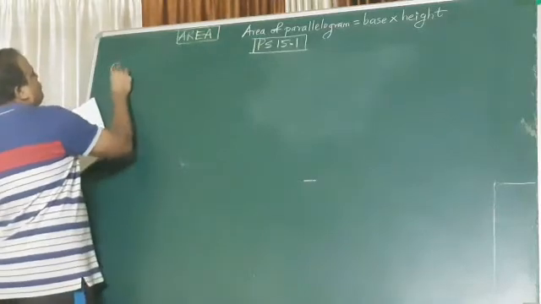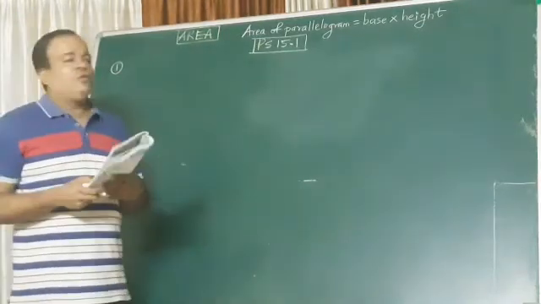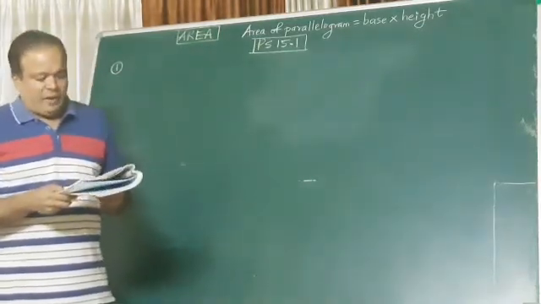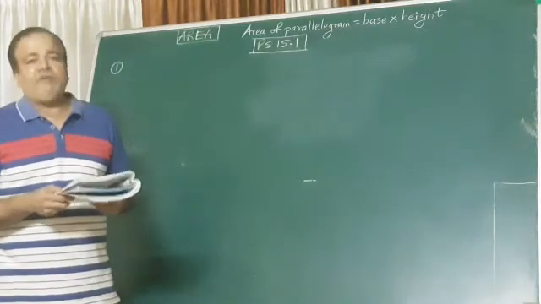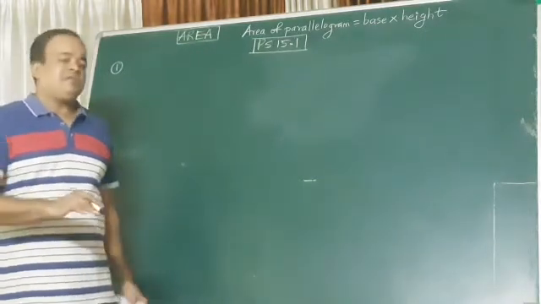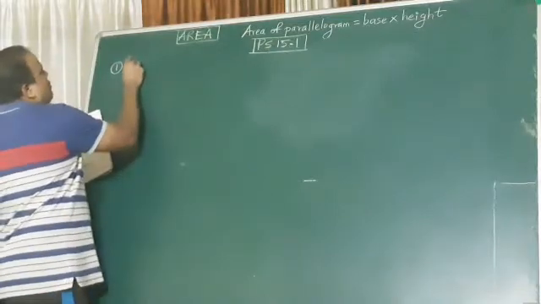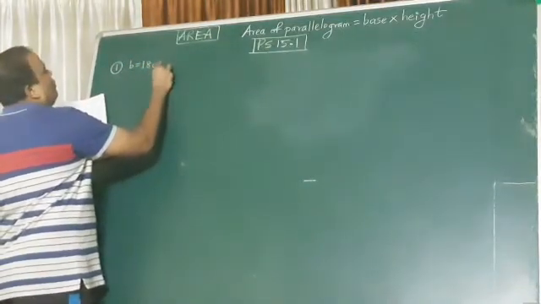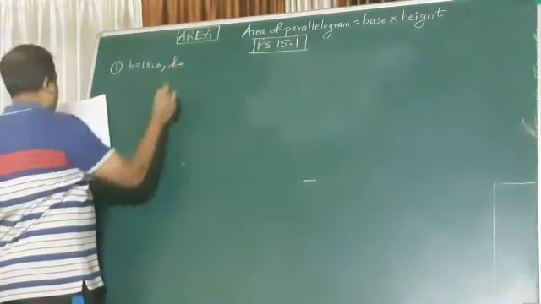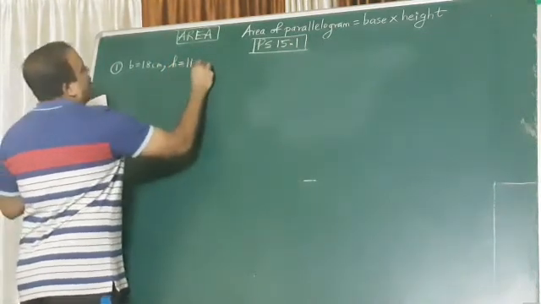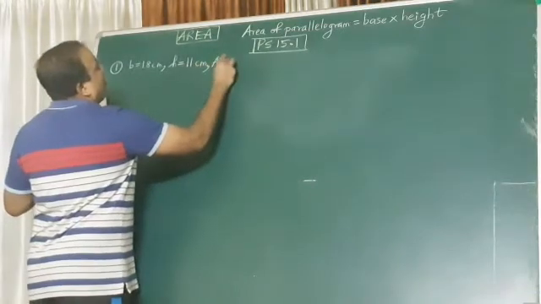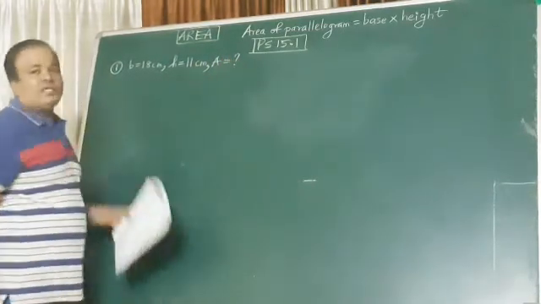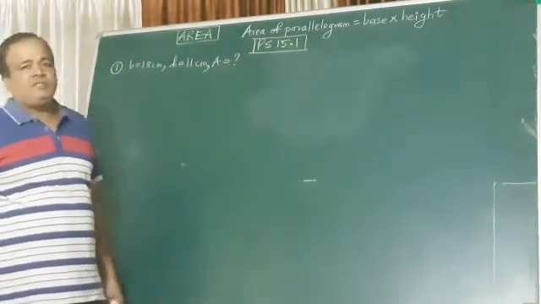So first question. They are asking, if the base of the parallelogram is 18 and height is 11, find the area. Base is 18 centimeter. Height h is 11 centimeter. They are asking you to find the area. So A equal to how much? A stands for area, B for base and H for height.